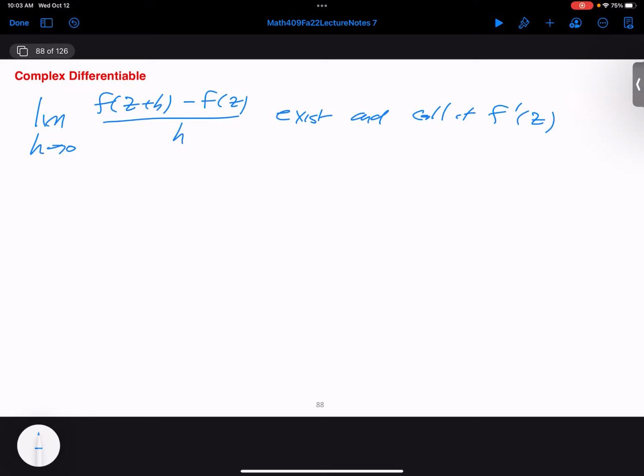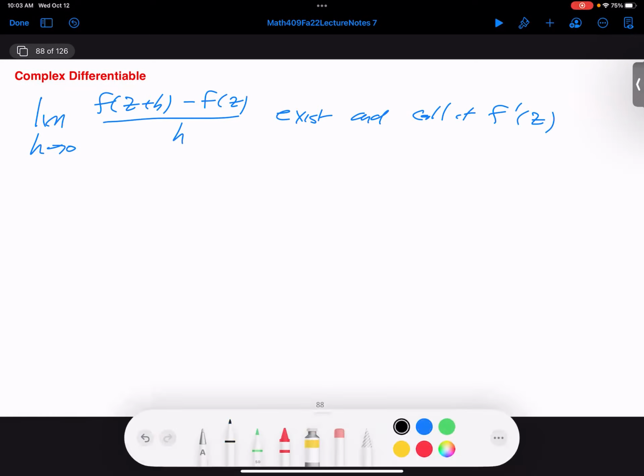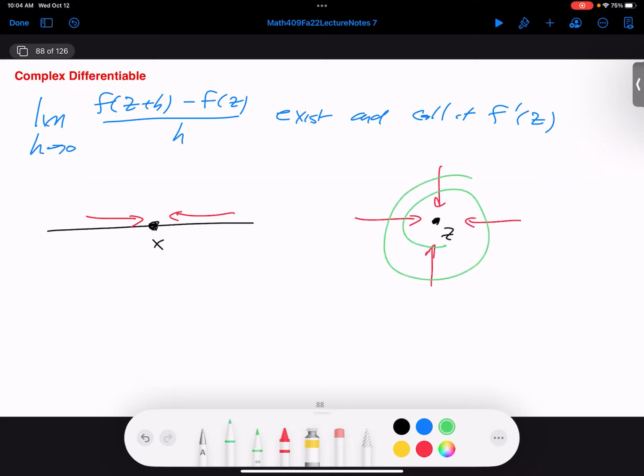In one dimension, how many ways are there to approach a point? Two. It's really boring. You can basically move from the left or you can move from the right. As soon as you are in higher dimensions, if I give you some point z, I can approach along the axes if I want. I could also spiral in, or I could do some kind of strange scribble. The limit has to be the same for all of those.